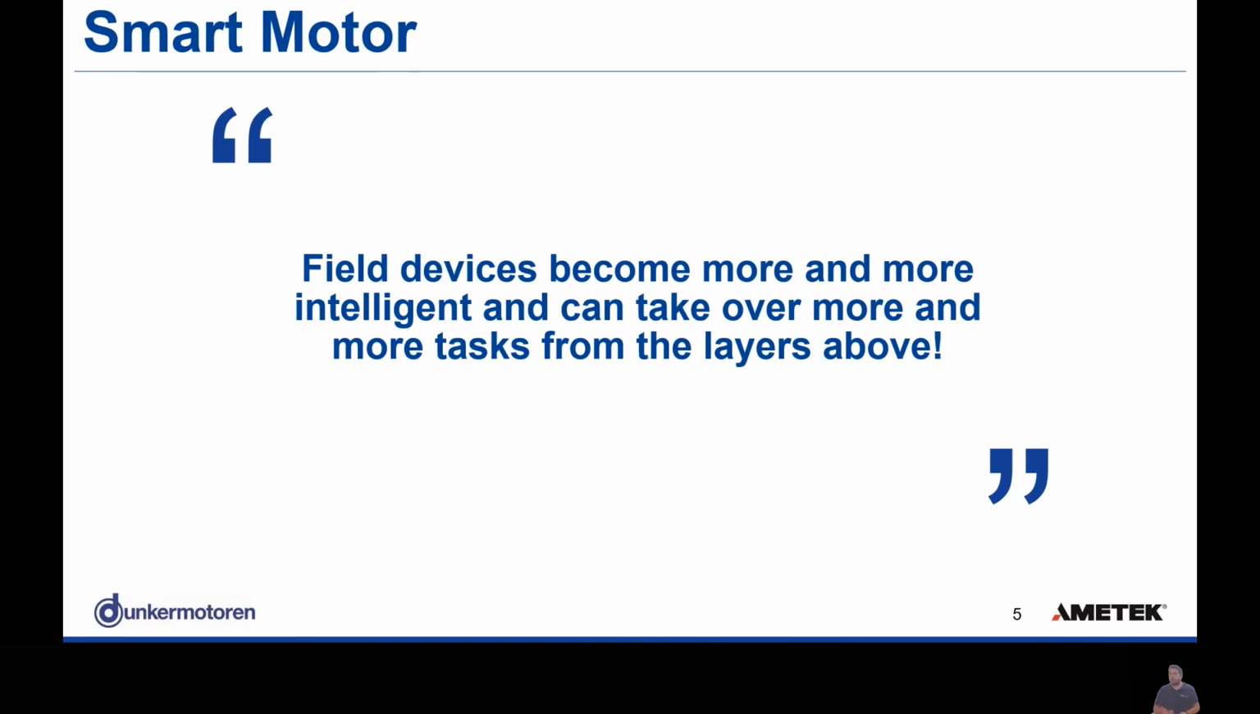So now we have clarified what is motion code basically, and then I want to start how it can extend a smart motor. And there I want to start with the quote that field devices become more and more intelligent and can take over more and more tasks from the layers above. So means from the control level, from the process level. So not in all cases is a PLC needed, or a PLC controls just the process level, and the real-time logic is directly on the motor, on the devices, so that they react on their input parameters.